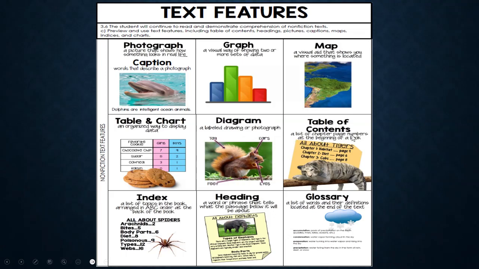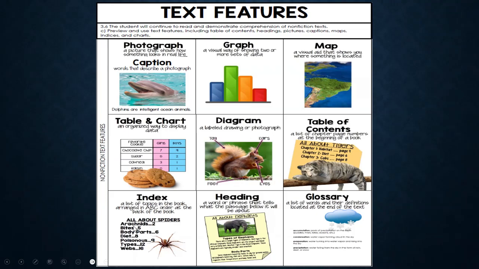It's a list of chapter page numbers at the beginning of a book, all about tigers. Chapter 1 is going to tell you about the habitat. That's on page 4. Chapter 2, the diet. That's on page 6. Chapter 3 is the cubs, the baby cats. That's on page 8. An index is a list of topics in the book arranged in ABC order at the back of a book.